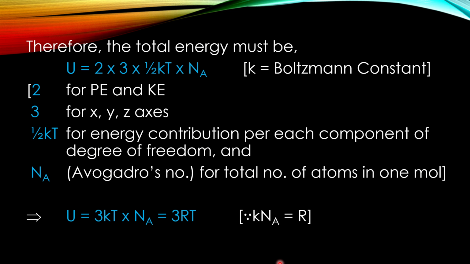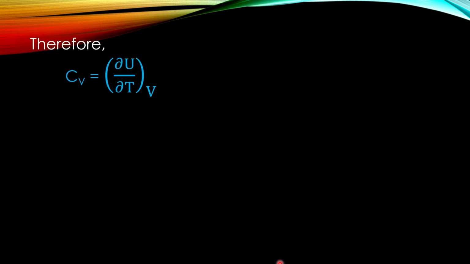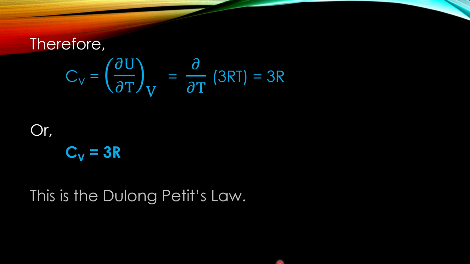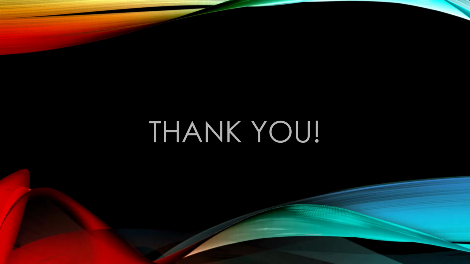Now what is the expression of Cv? Cv is del U by del T at constant volume. And we have got the value of U theoretically, equal to 3RT. So just differentiate 3RT with respect to T at constant volume, and it gives the result 3R. So Cv equals 3R. It has been proved. And this is known as the Dulong Petit's law. So that's all about the second lecture. Thank you and have a nice day.